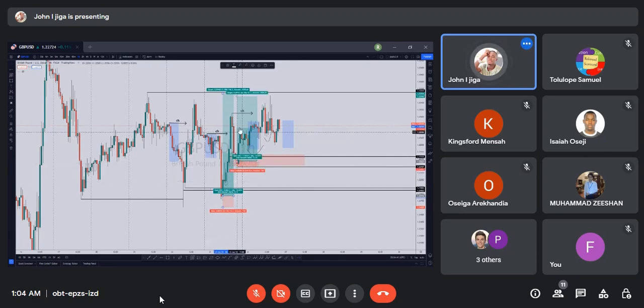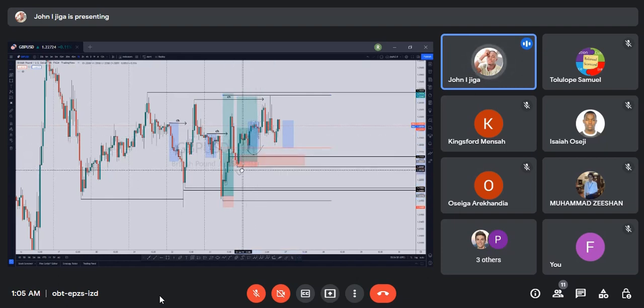Because right now we have this overall change of character over here, right? And then price could be returning back into premium of this range. And where is the liquidity within this range? It's this low right here, and then this low. So price could be returning back to mitigate the 50% POI, which is this, or the extreme, which is this.